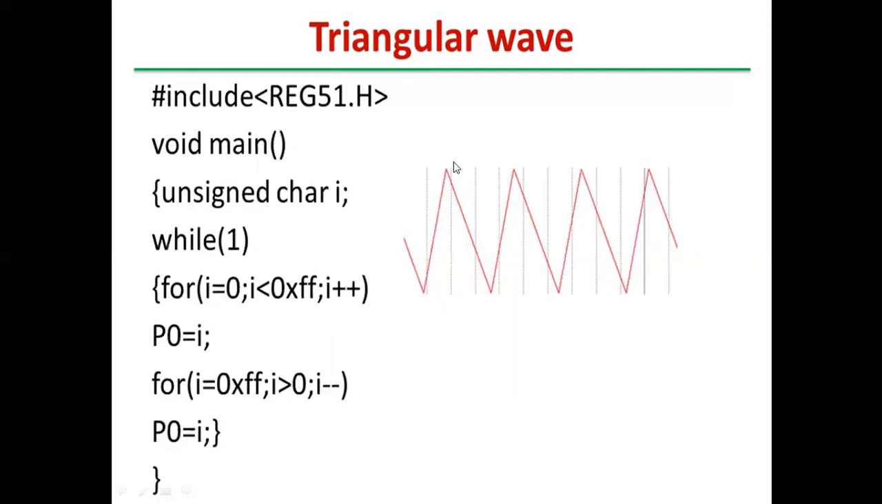When i becomes the maximum value, what happens? Again one more for loop. You have to decrement i from the maximum value to the minimum value. Every decremented value you have to initialize to P1. Like that you can generate the triangular wave by using the DAC interfacing.